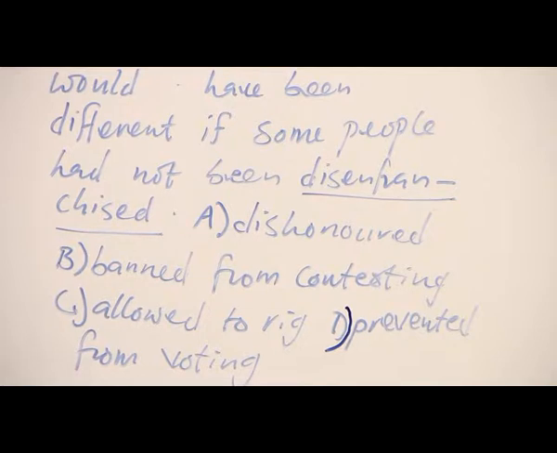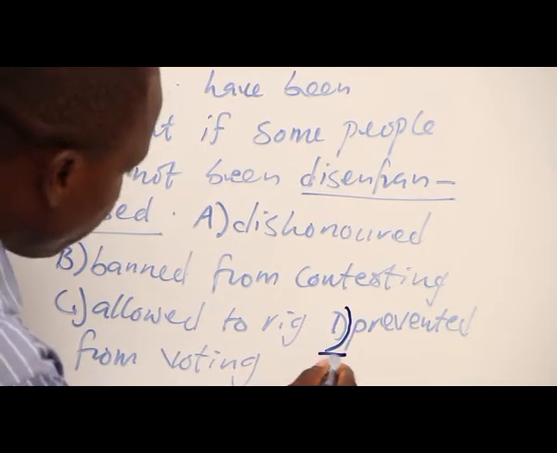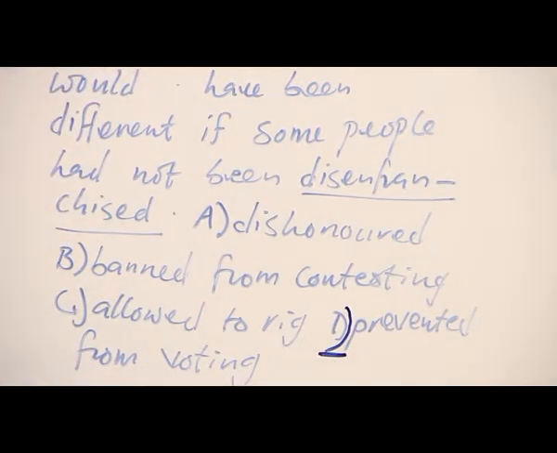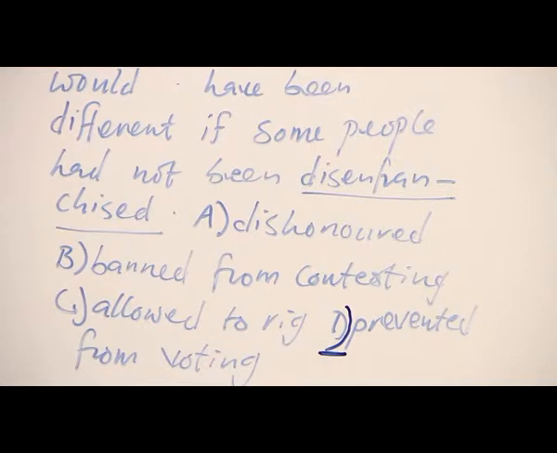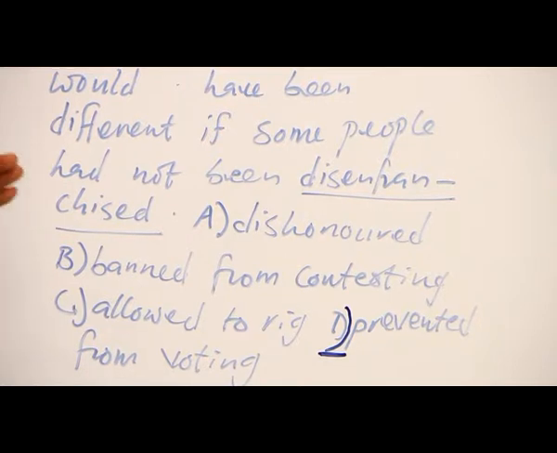So people who are 17 years of age are disenfranchised. That therefore takes our answer to D, prevented from voting. So our answer to question number 2 is D, prevented from voting. The result of the election would have been different if some people had not been prevented from voting. It's the same thing as if some people had not been disenfranchised from voting.